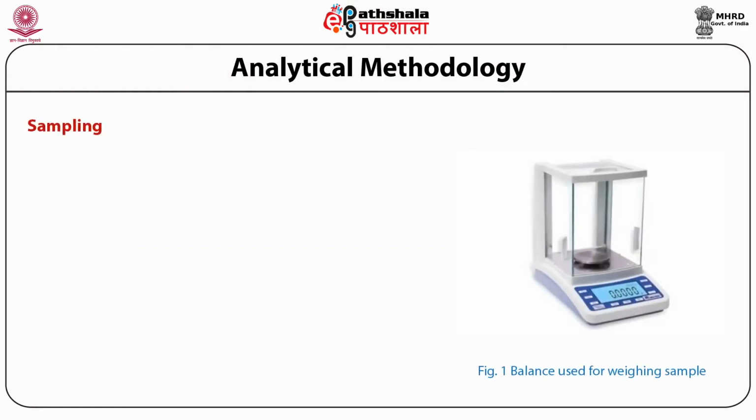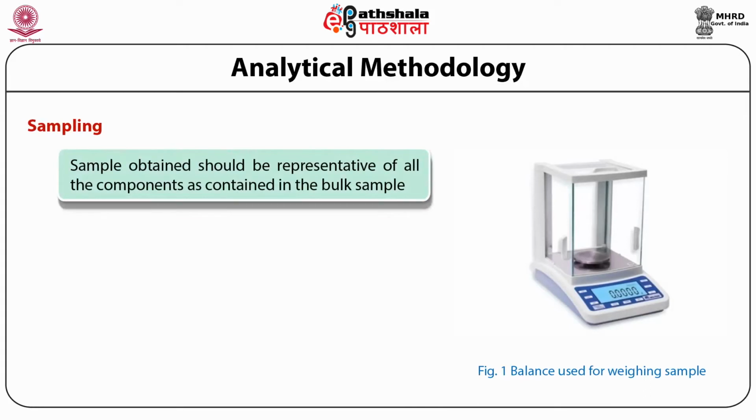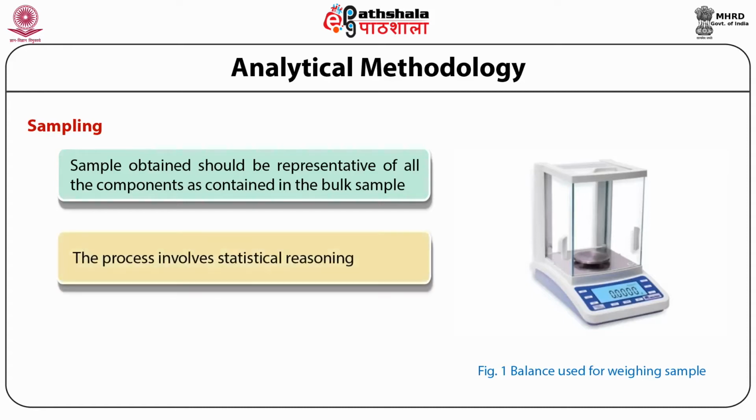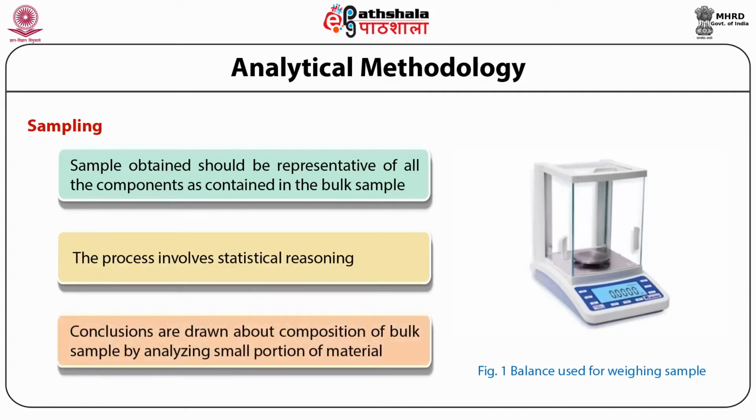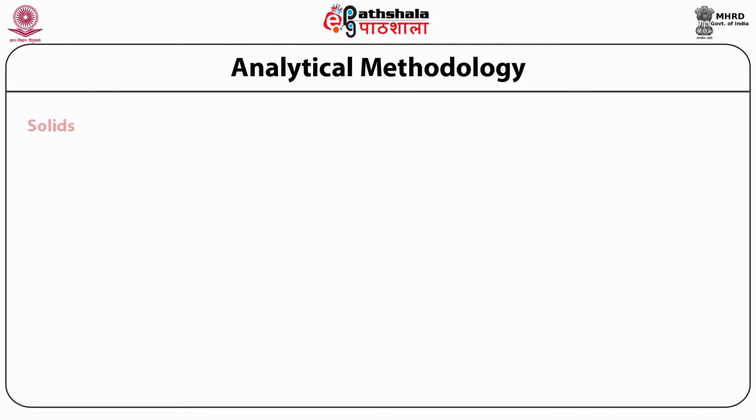Before carrying out an analysis, a chemist attempts to obtain a sample that is representative of all the components and their amounts as contained in the bulk sample. The process involves statistical reasoning in that conclusions will be drawn about the composition of the bulk sample from the analysis of a very small portion of the material. Solids.